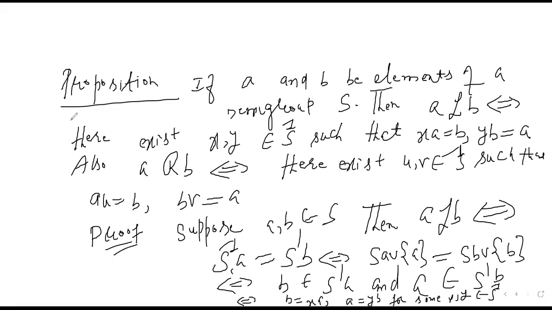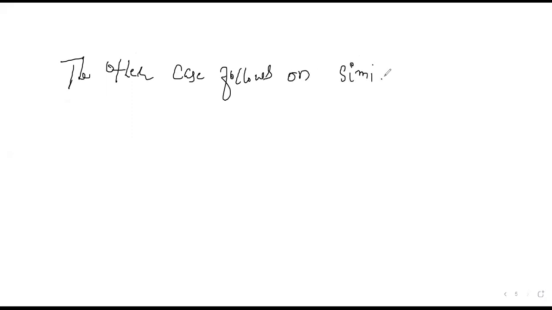Okay, so we have done this: A L B if and only if you find some X and Y in S1 such that XA is B, YB is A. Similarly, you can prove that A R B if and only if AU is equal to B and BV is equal to A. The other case follows on similar lines.